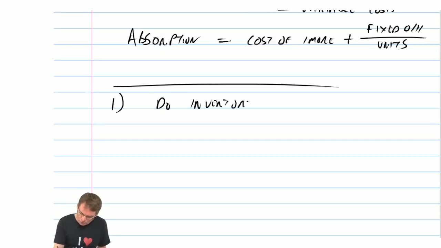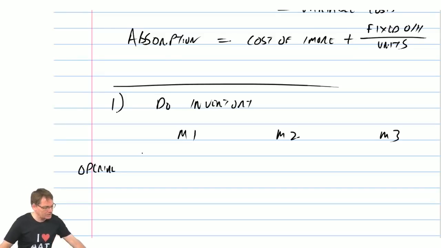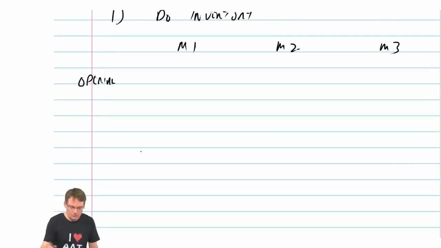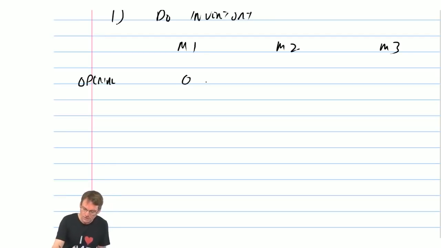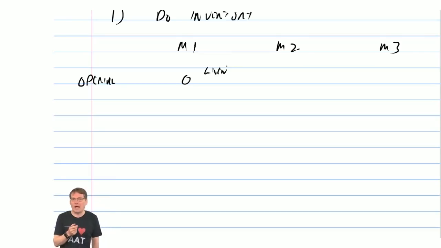So we are told that we've got month 1, month 2, month 3. Well, we are told that the opening inventory, we're actually given that, and we're told that the opening inventory in month 1 is 0. So that's given. Everything else we're going to have to work out. Well, how do you work out the inventory?